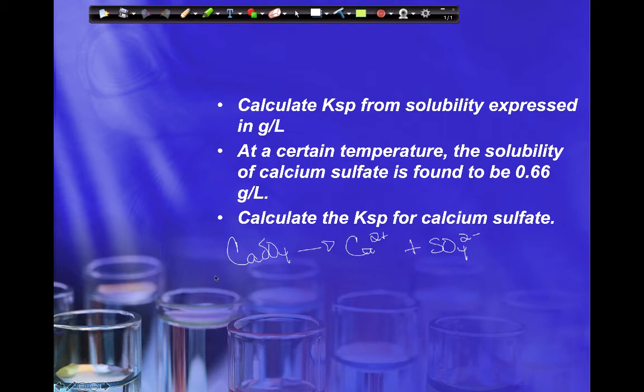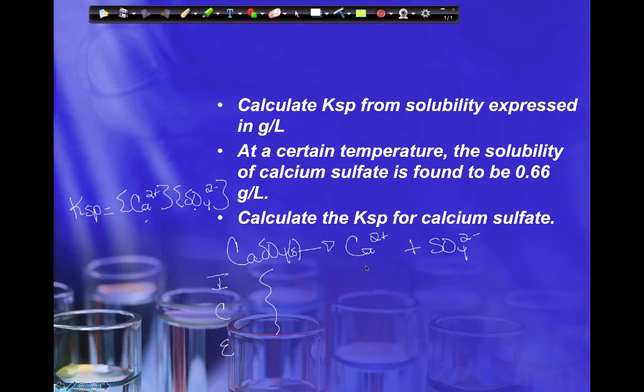So KSP is equal to the concentration of the calcium ion multiplied by the concentration of the sulfate ion, both to the first, since our coefficient is 1. And then we do not care about this. We don't put that in the K expression because it's a solid. So what are we going to do? We're going to do an ICE table because I need to know at equilibrium how much we have of those. Okay, so again, I don't care about that.